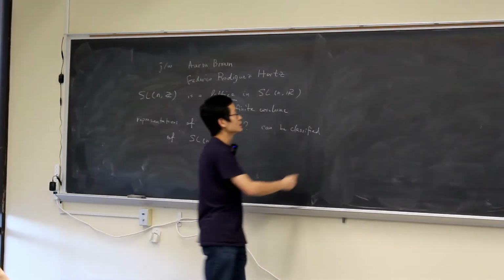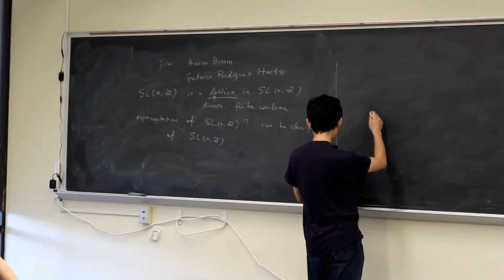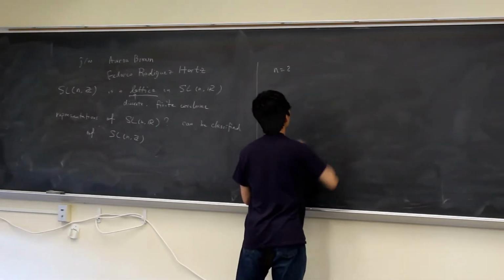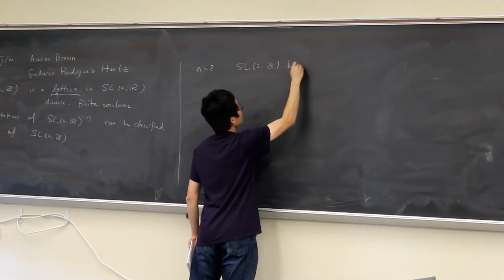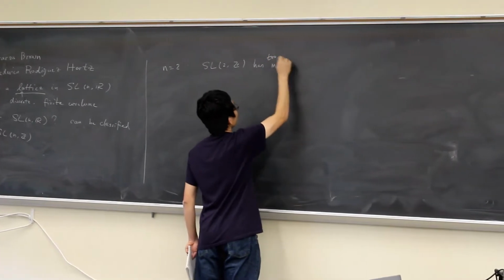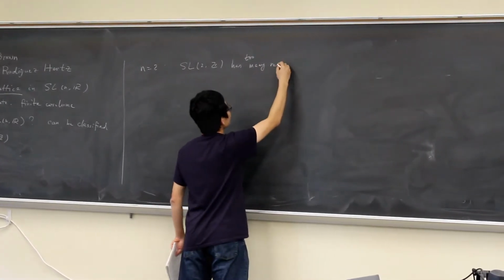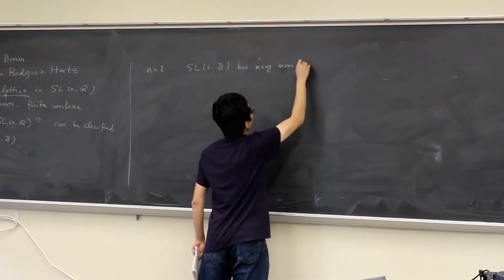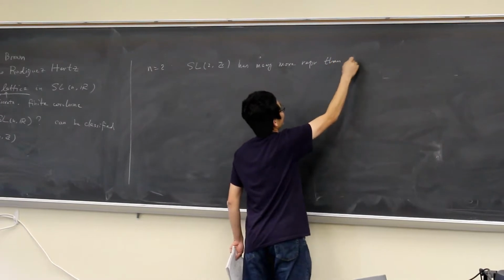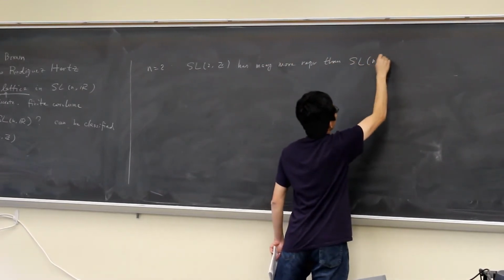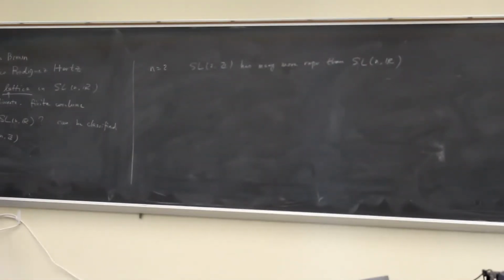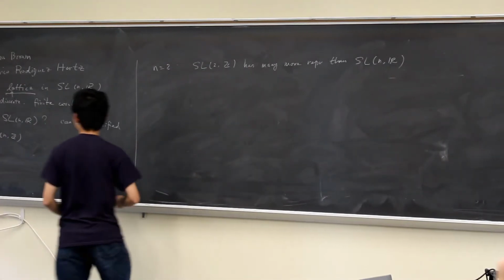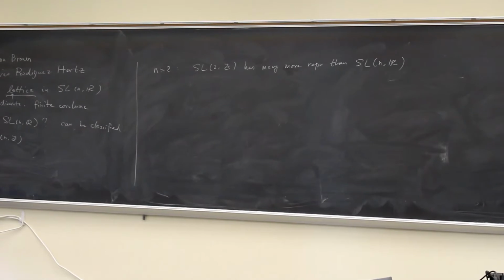So SL_2(Z), let's look at the n equals 2 case, has too many representations compared to SL_2(R). Many more representations than SL_2(R). So are you only considering finite dimensional? Finite dimensional, yeah. Of course, for infinite dimensional, there is a whole theory about that. Let's say finite dimensional. Yes.